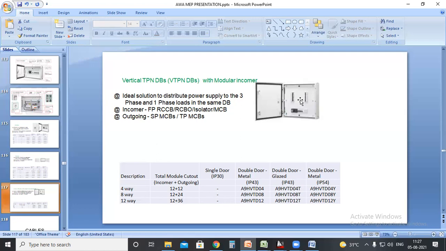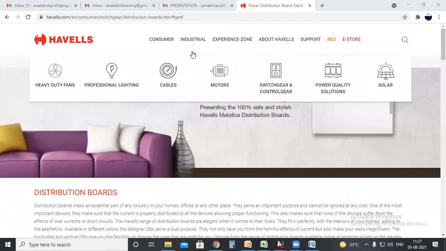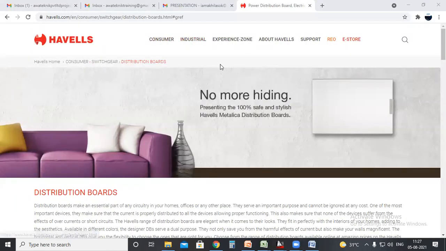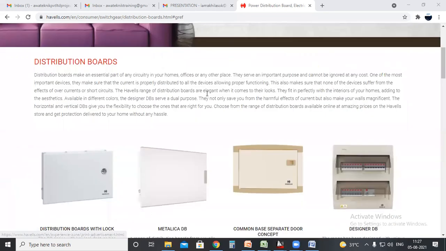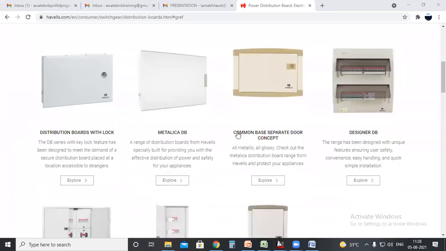So these are the three main categories: single phase SPN, three phase TPN, and three phase also has the VTPN type. Okay, so I will just show an example for the distribution board type. So I have taken a brand known as Havells. This is a normal brand which we choose for the buildings in India.